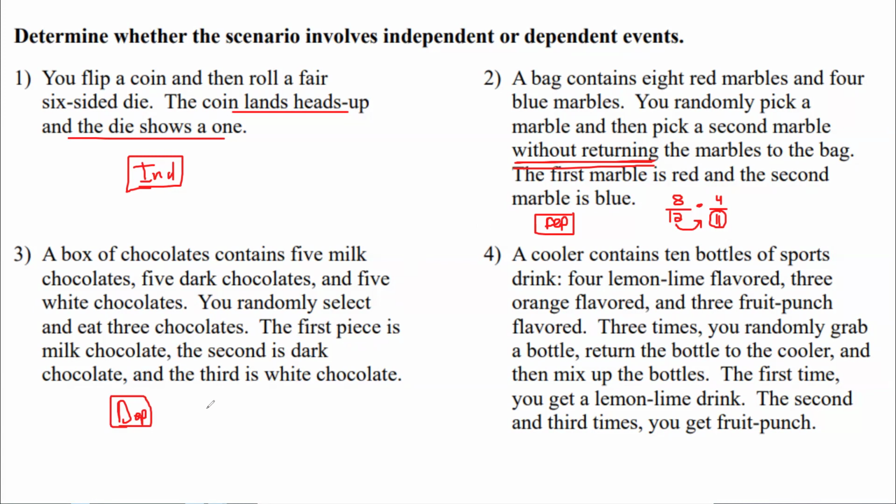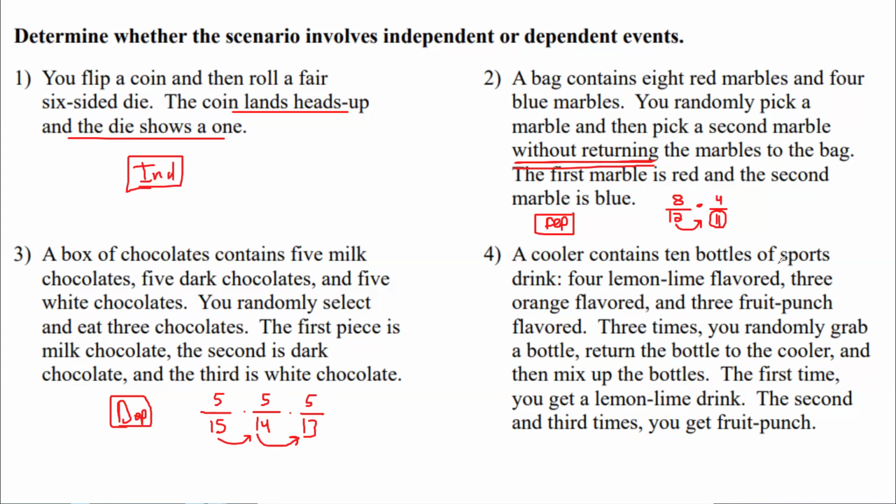So the first one is going to be milk chocolate, right? That is 5 out of 15. Okay, and then for dark, you have 5 dark chocolates out of 14 total, and then 5 white chocolates out of 13 total, right? So it's affecting the probability of the next one. So that's why it's dependent.